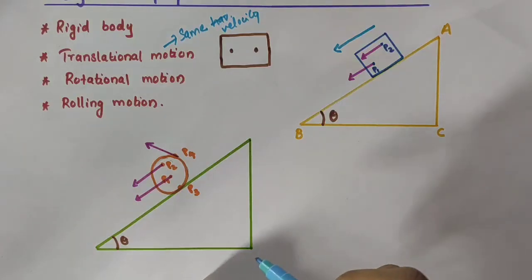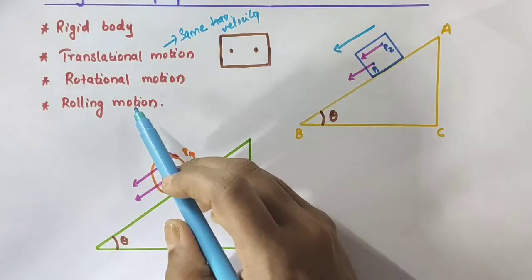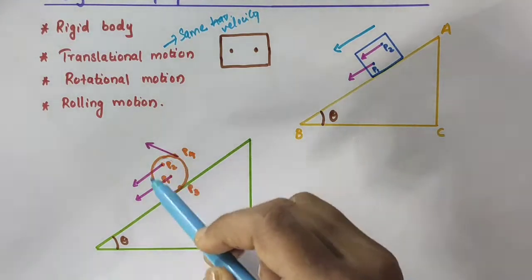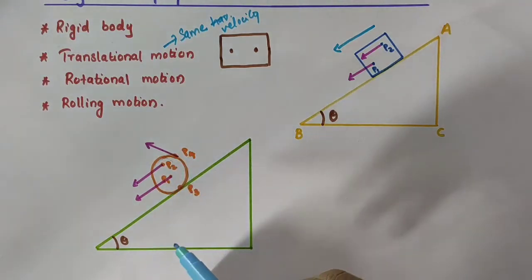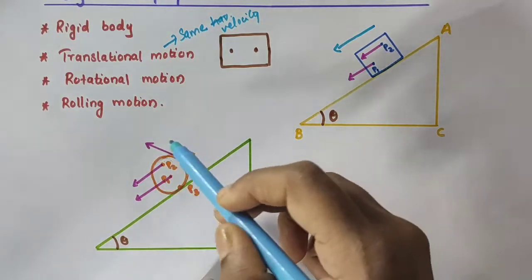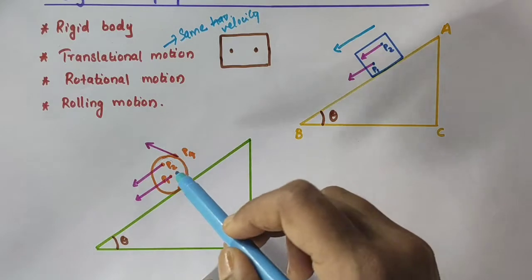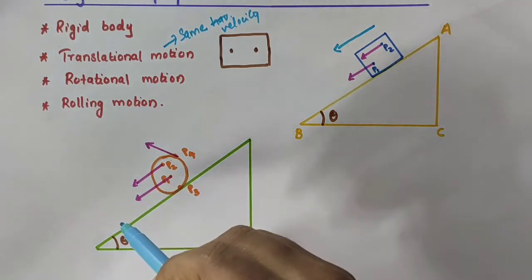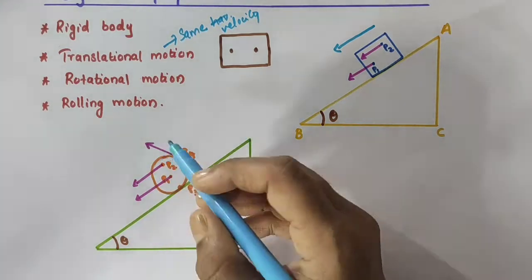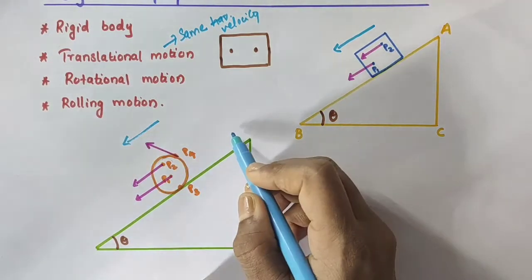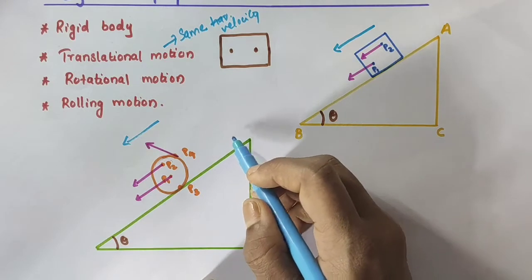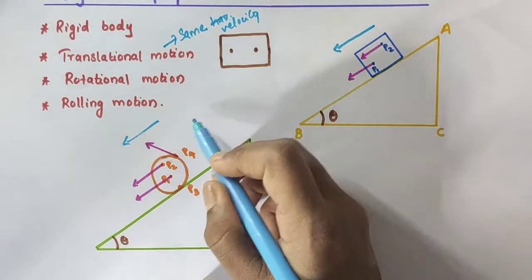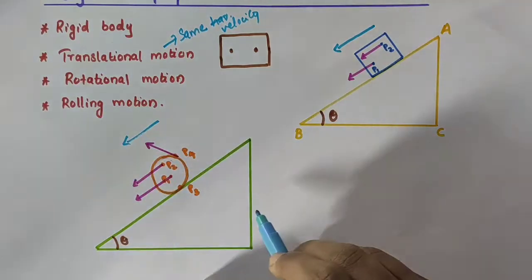Now, let us consider the rolling motion of a rigid body. Here the rigid body is a solid cylinder. It can be a metallic cylinder or a wooden cylinder. Only a part of that cylinder is shown here. Now see, this cylinder shifts from the top of the inclined plane to the bottom of the inclined plane. So we can say that it has a translational motion.